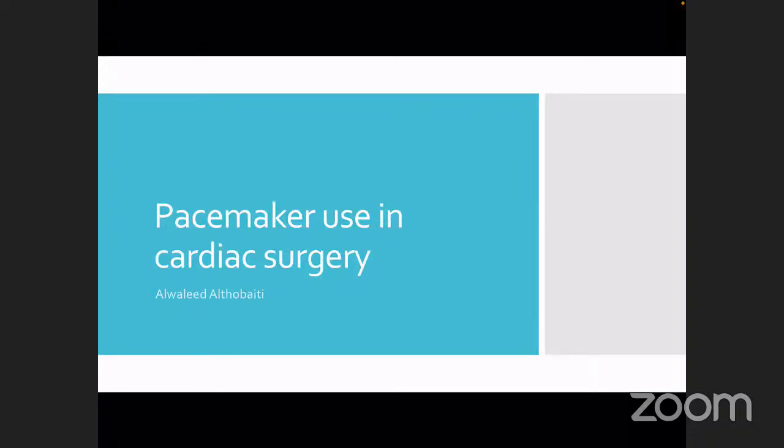Anyway, today we'll be talking about pacemaker use in cardiac surgery. We're going to go about some practical points with dealing with pacemaker during cardiac surgery, and we're mainly going to cover theoretical points. We're not going to delve into different surgical techniques or techniques of transvenous pacemaker insertion.